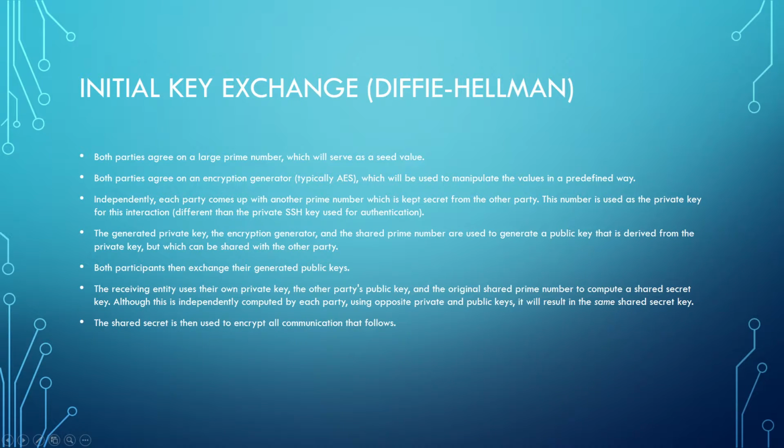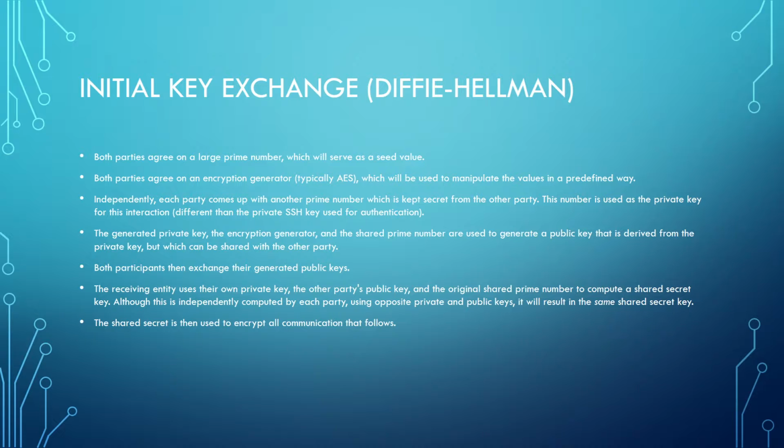So the first step is both parties agree on a large prime number, which will serve as a seed value, and then both parties agree on an encryption generator, which will be used to manipulate the values in a predefined way. Independently, each party comes up with another prime number, which is kept secret from the other party. This number is used as the private key for this interaction. It's actually different than the private SSH key used for authentication.